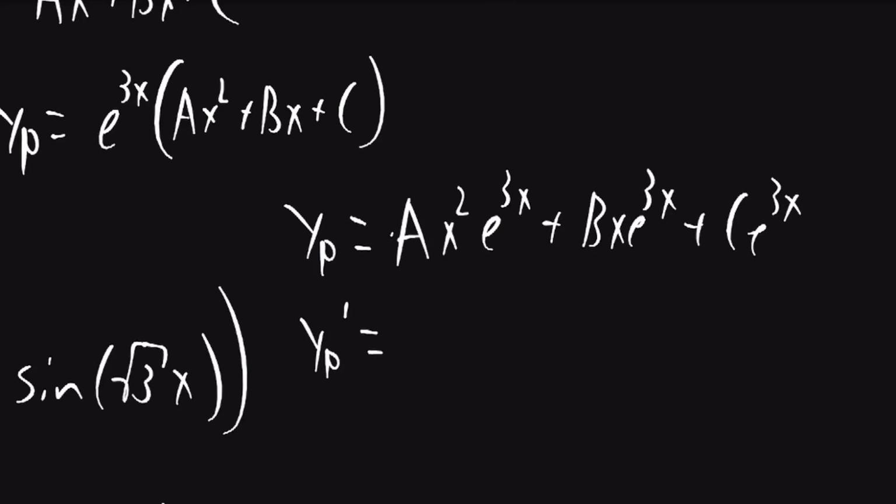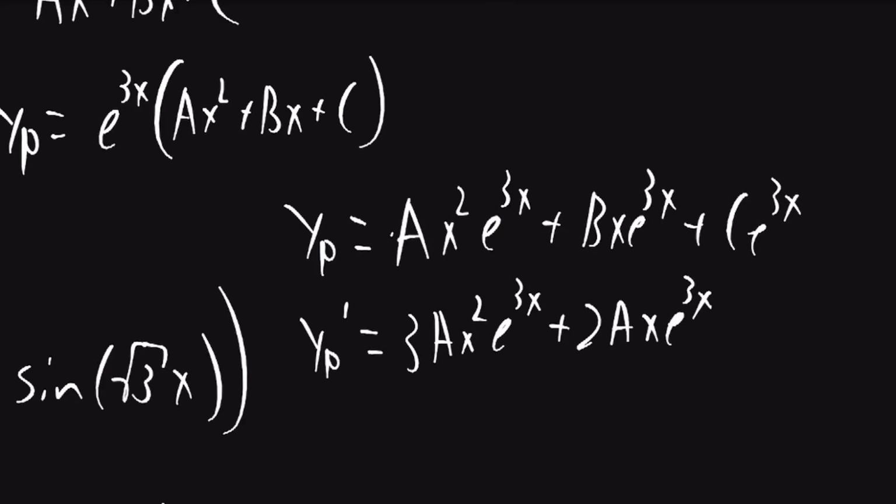yp prime is going to be equal to this first term. We have to use the product rule. I'll start by taking the derivative of e to the 3x, and I'll leave x squared alone. We'll get 3a x squared e to the 3x, and the second term of the product rule, I'll differentiate the x squared, and I'll leave the e alone. We'll get 2a times x times e to the 3x.